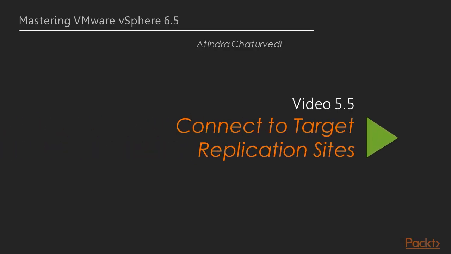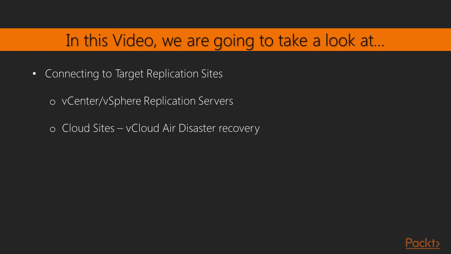In this video, we will cover connecting to target replication sites. Target replication sites are of two types. One is the vCenter vSphere replication server site, as well as cloud sites. So we have the ability to replicate out to the cloud. An example of that is vCloud Air Disaster Recovery.